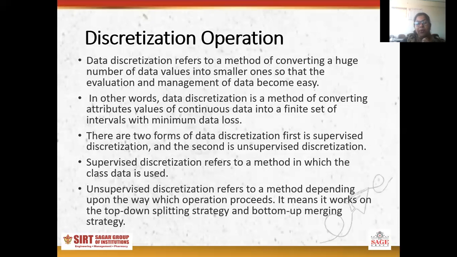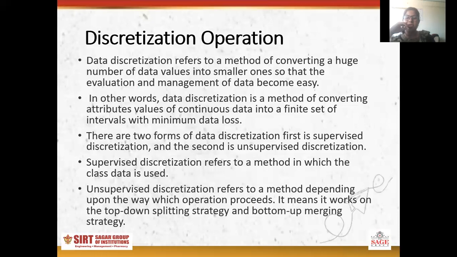In other words, data discretization is a method of converting attribute values of continuous data into a finite set of intervals with minimum data loss. There are two forms of data discretization. First is supervised discretization, and the second is unsupervised discretization.